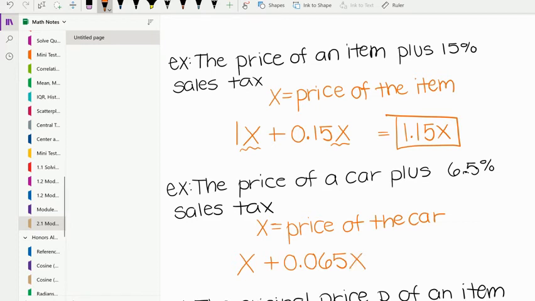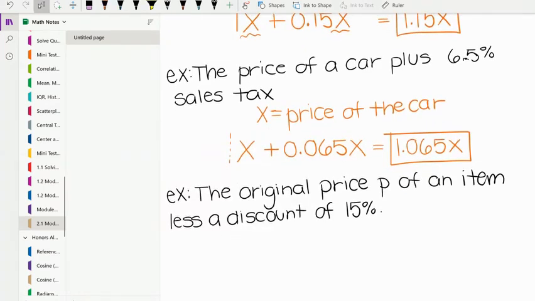Once again, we have the same variable, so we can combine like terms. There's that imaginary 1 in front of that X. So 1x plus that would be 1.065x. And that would give us the expression. All right, last one. The original price P of an item less a discount of 15%. I know we don't normally say things like that, but just getting you prepared for what you're going to see on your homework. Okay, so P is going to be the price of the item, which we obviously don't know.